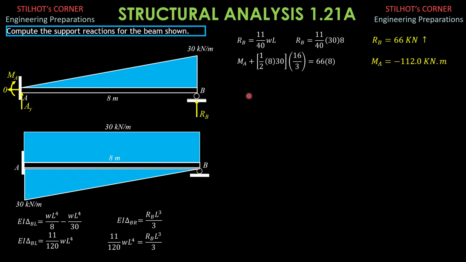Then for AY, we sum up moment about B equals 0. So clockwise positive, AY times 8 plus MA, which is negative 112, equals the moment of the load, 1/2 of 8 times 30 times 1/3 of 8 or 8/3. So solving for AY, it is upward and equal to 54 kilonewtons. So for checking, AY 54 plus 66 is 120 kilonewtons, minus 1/2 of 8 times 30, which is also 120, so minus 120 equals 0. So that checks the solution.